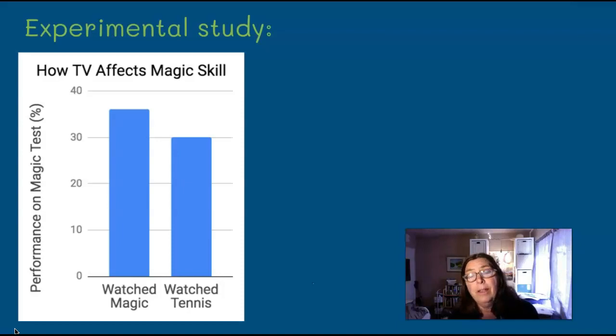And it turns out that the people who watch the magic shows on TV take the magic test and get about a 37. The people who watch tennis on TV get about a 30 on their magic test. So it does seem like there's somewhat of a relationship here. The more TV you watch about magic, the better you are at magic.